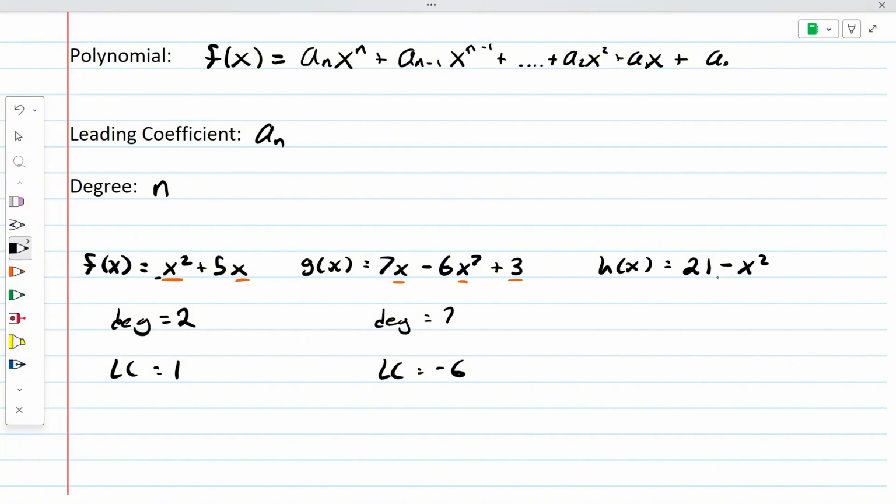One last example: we just have a constant term and an x squared, so our degree is going to be 2. And our leading coefficient in this case is negative x squared, so it's just a negative 1.